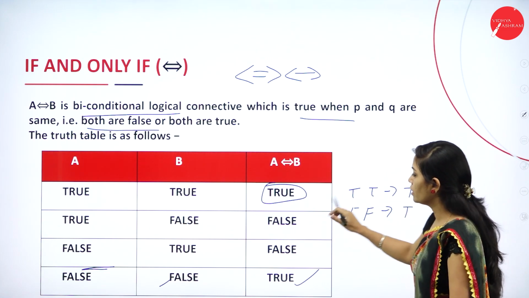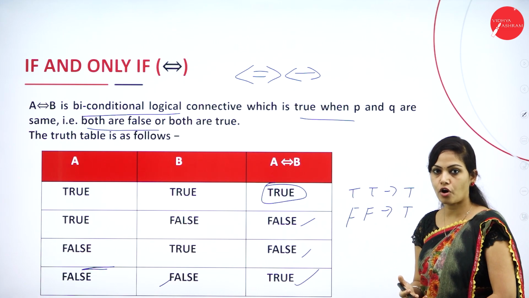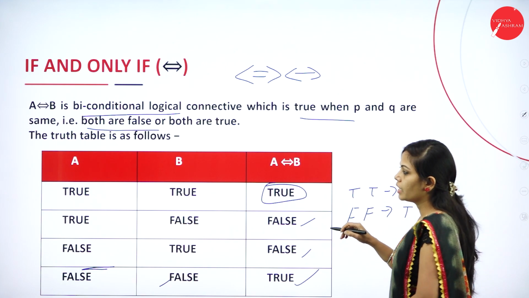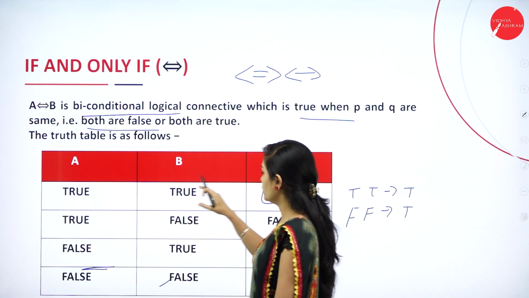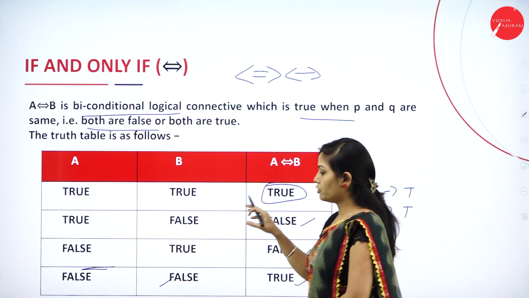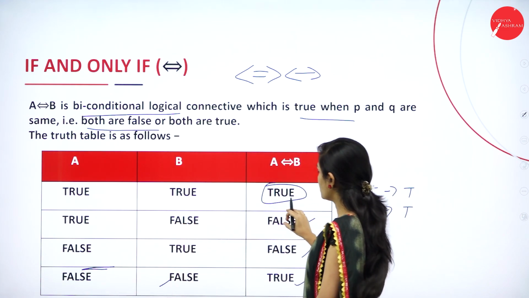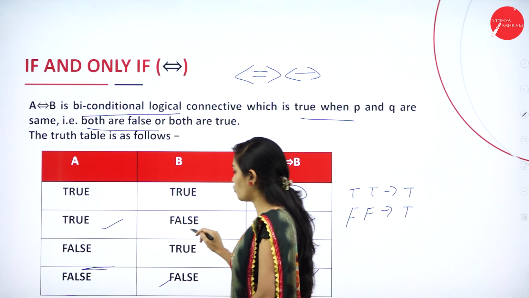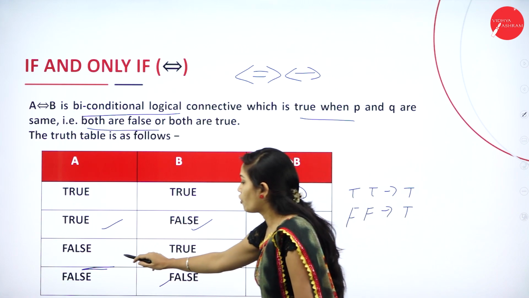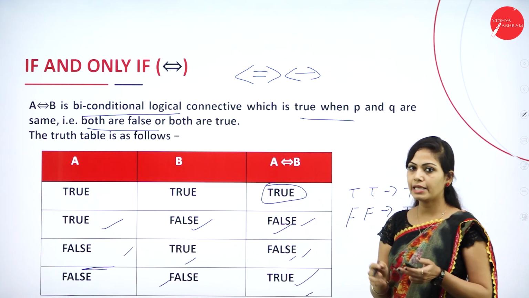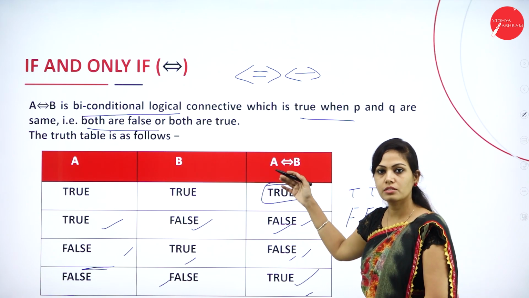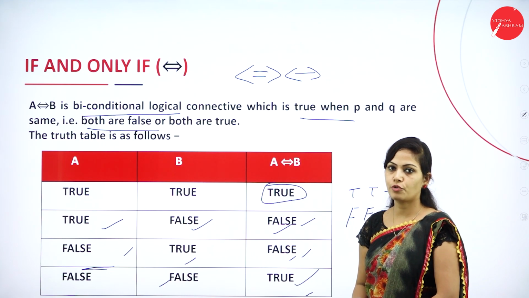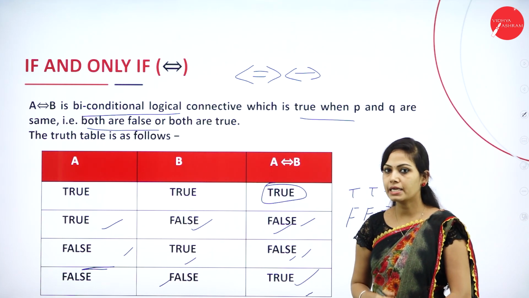Except for these two conditions, the other conditions are false in a biconditional statement. So in a biconditional statement, if your statements are true and true, the final statement is true. If they are false and false, the statement is also true. If the condition is true and false, the statement is false. False and true, the statement is false. You can easily remember this: true, true means true; false, false means true; otherwise, all others are false. This is called a biconditional statement.